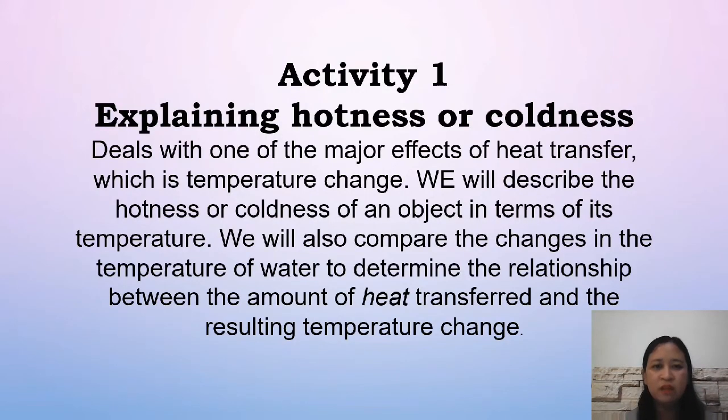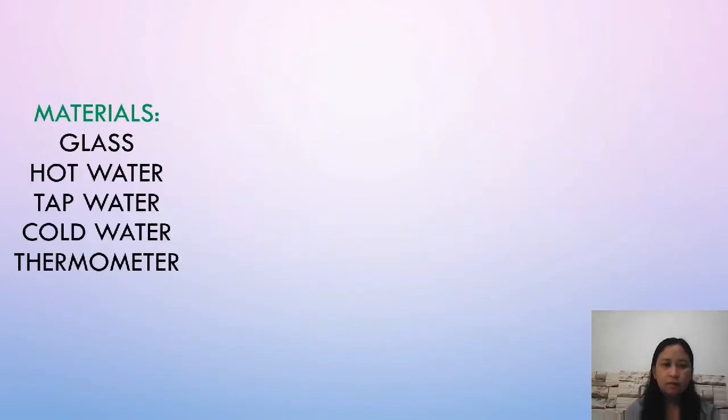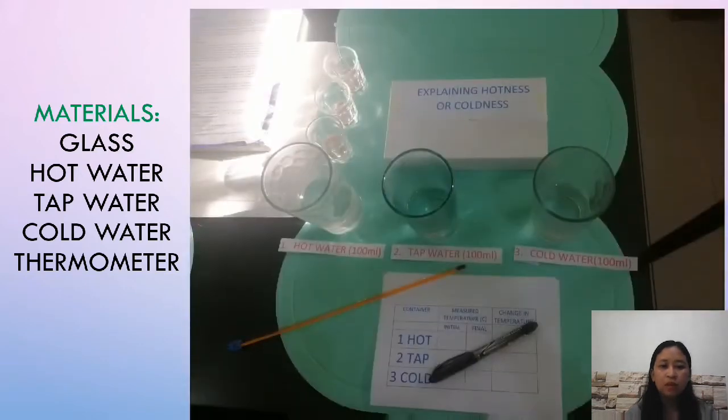We will proceed to activity 1, explaining hotness or coldness. It deals with one of the major effects of heat transfer, which is temperature change. In this activity, we will describe the hotness or coldness of an object in terms of its temperature. We will also compare the changes in the temperature of water to determine the relationship between the amount of heat transferred and the resulting temperature change. Ito yung mga materials na gagamitin natin. We have gas, hot water, tap water, cold water, and thermometer.